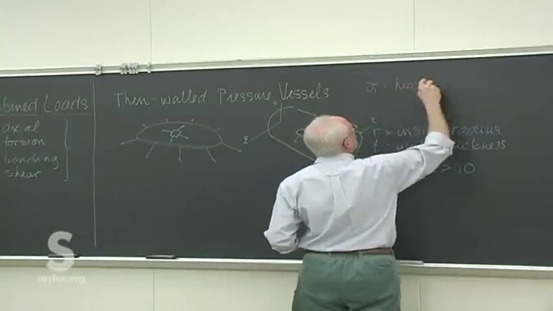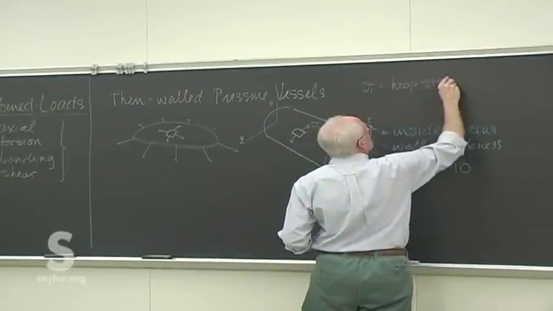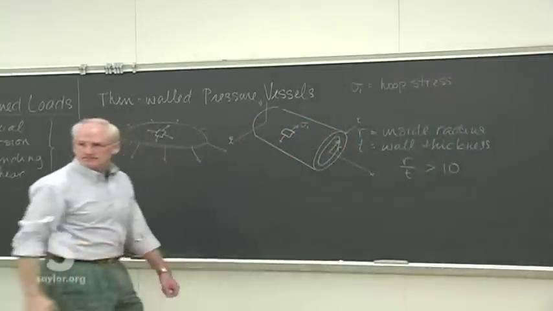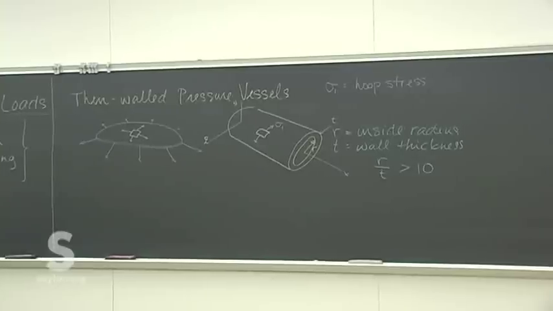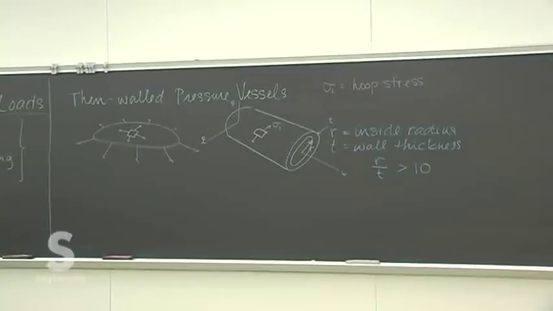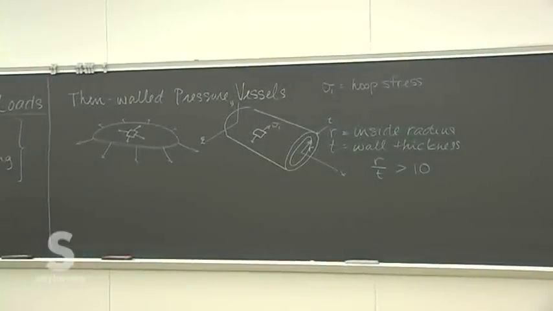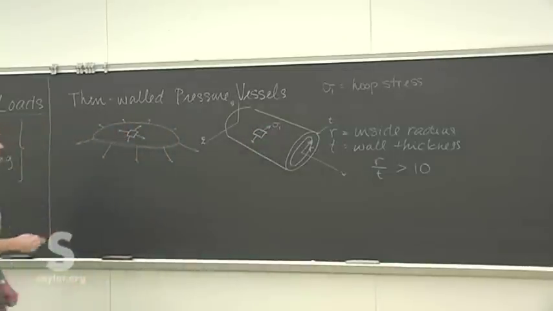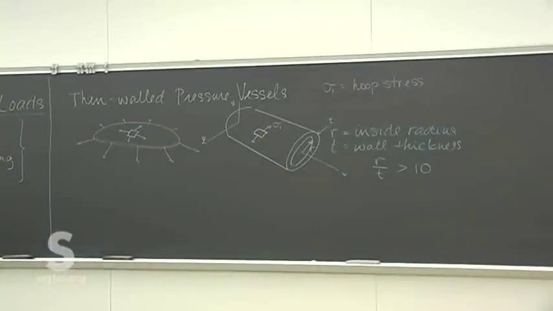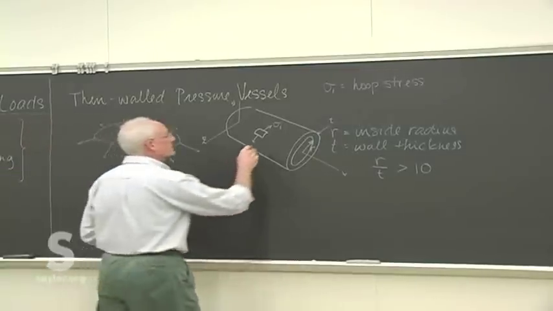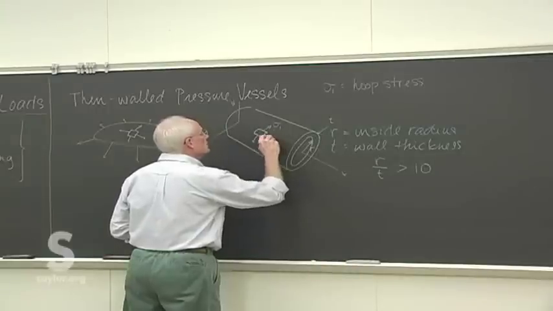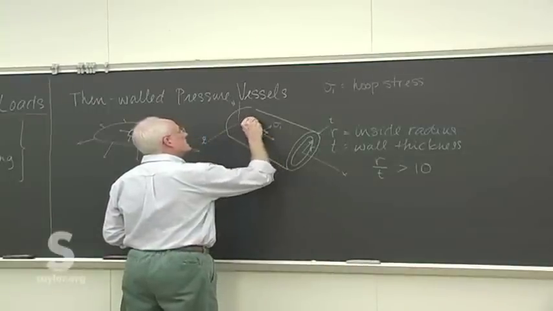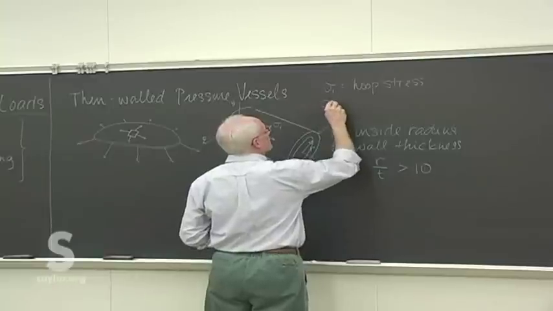Hoop, obviously, because it goes around the vessel as the type of metal hoops you'd see if we were looking at oak barrels and the like. They have exactly that type of thing, and we'd be looking at the stress. In fact, we have a couple problems in the book looking at pressurized oak barrels with the metal hoops running around them. And then there's a longitudinal stress called sigma 2.